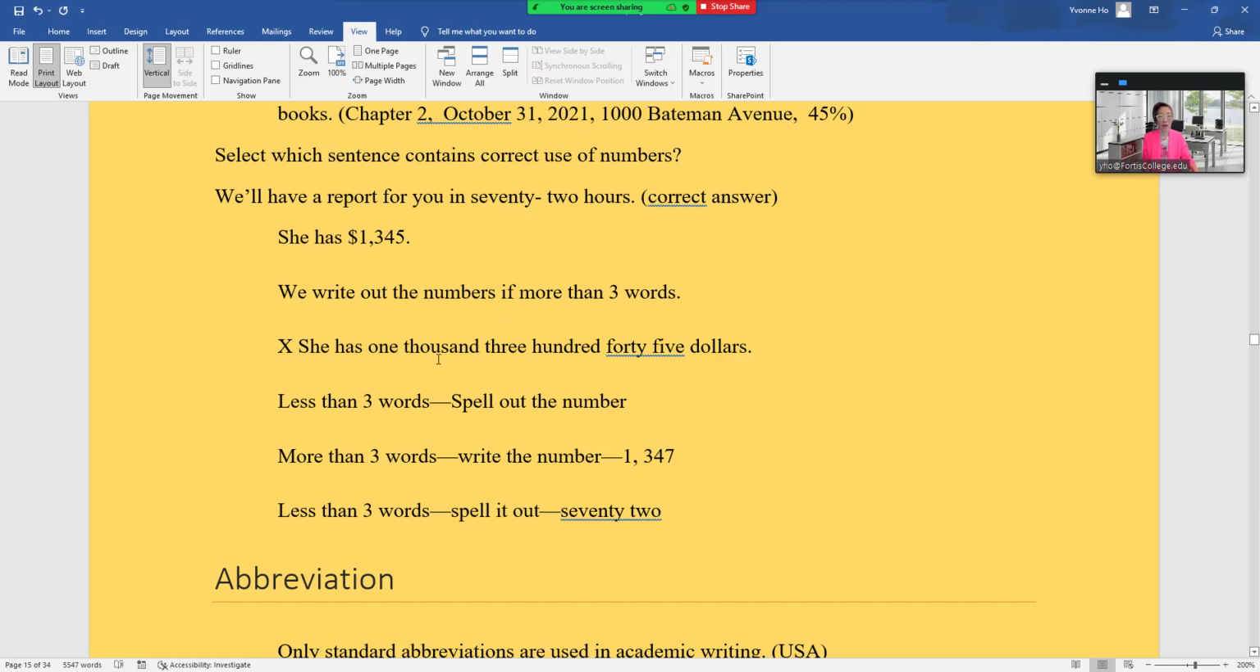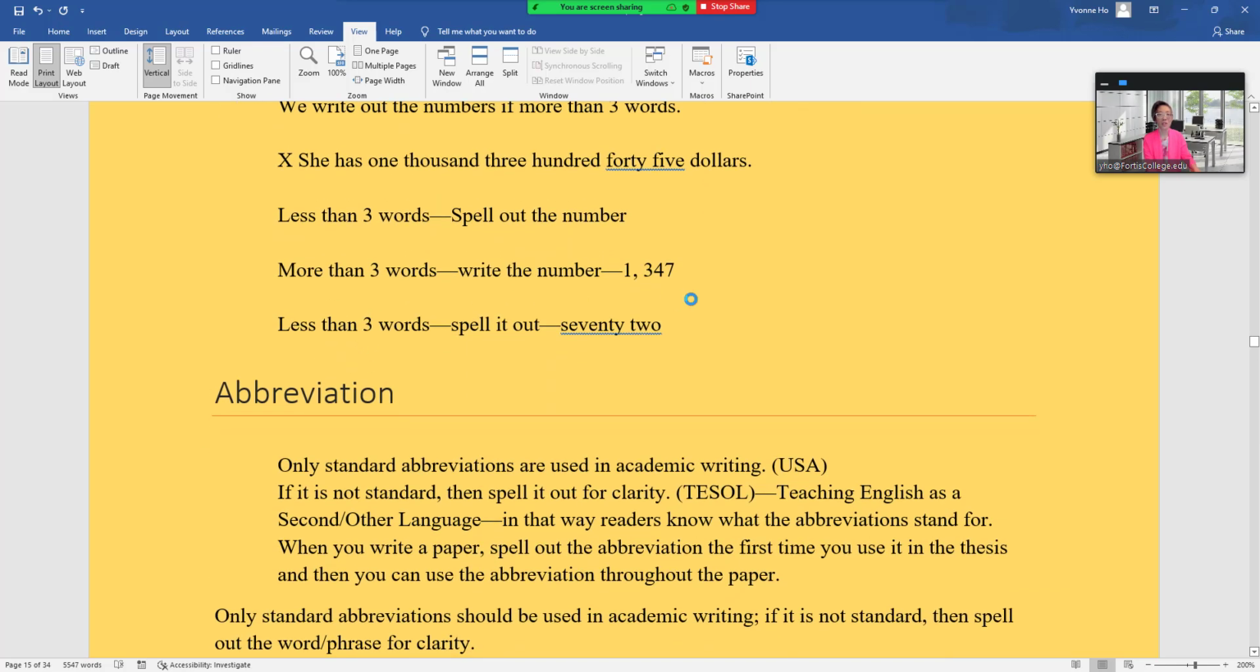She has $1,345 is not correct, because when you have a large number, you have to write the digit. So you write the digit if it's a large number, and then if it's a small number, less than like 72 or 58, then you just write it in words. That's what it's to save you writing. You know, I mean, imagine writing $1,345. People used to do that on their checks, by the way, and nobody uses checks anymore. So anyway, so more than 3 words, you write it out. Less than 3 words, you spell it out.